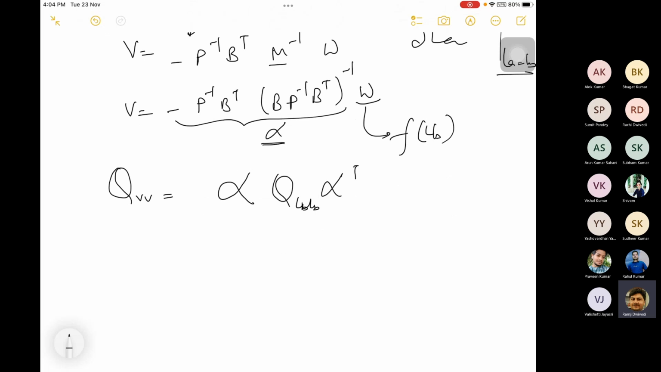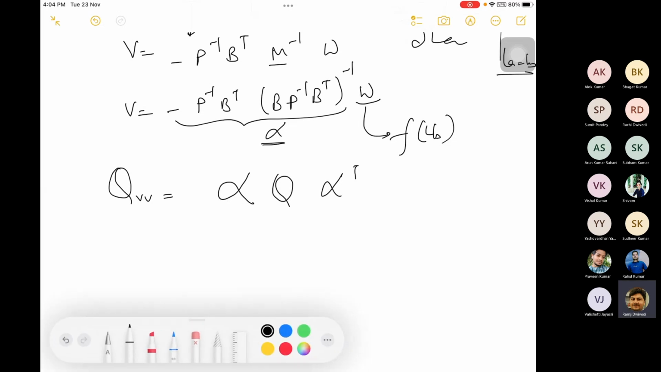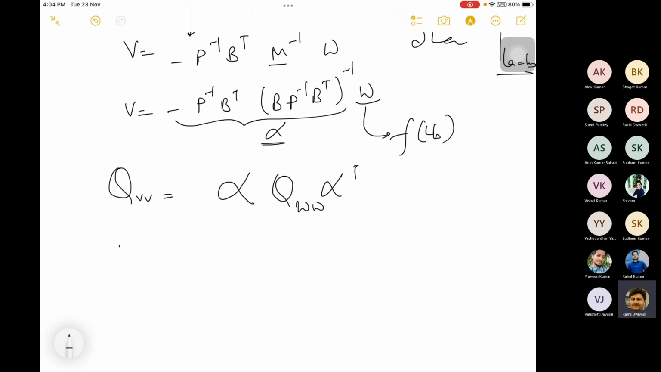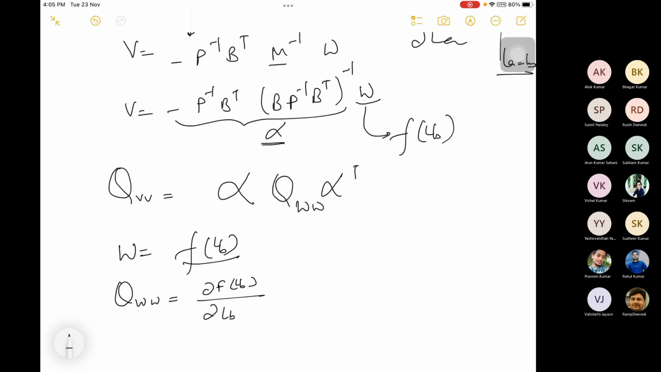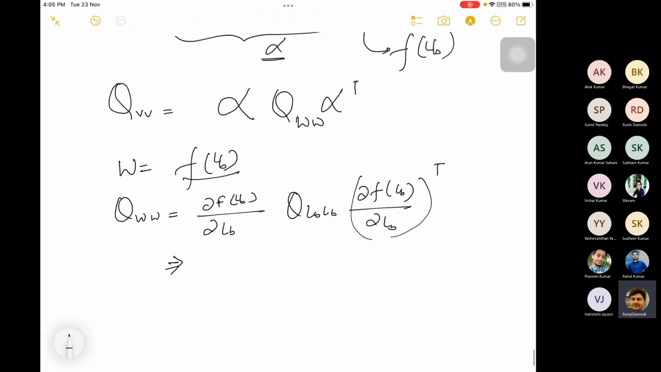Or if you want to write it in a clearer form, you can remove QLB, because now you know what W is, QWW. W is a function of FLB. So if you write QWW, it will be written as FLB. When you open the FLB, FLB is a nonlinear function that will first be linearized: del FLB upon del LB, QLB LB, del FLB upon del LB transpose. Do not get confused, this is the Jacobian, QLB LB, Jacobian transpose.